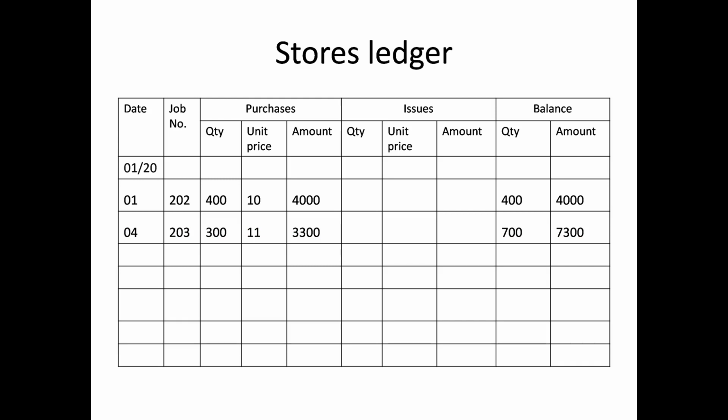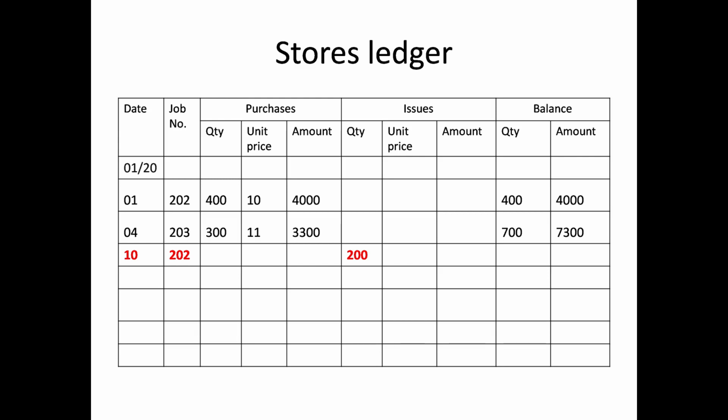Next date, January 10th. It's an issue. Issues of January. Okay. 200 units to job number 202. So under date you enter 10 and under issues quantity it's 200 and under job number 202. Okay, unit price and the amount has not been given.